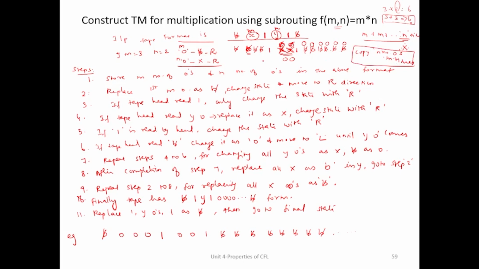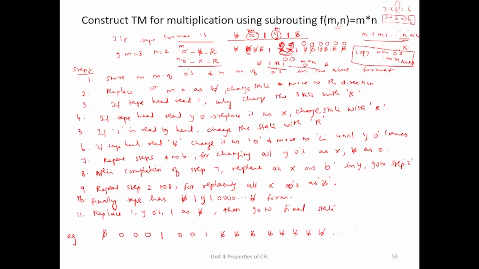So finally, the tape contains a blank space, 1, then n zeros, 1, followed by m into n zeros, then a blank space. The final answer means only m into n zeros should be available on the tape. So the previous 1 to 1 values, all these should be replaced as blank spaces, then go to the final state. This is the logic.